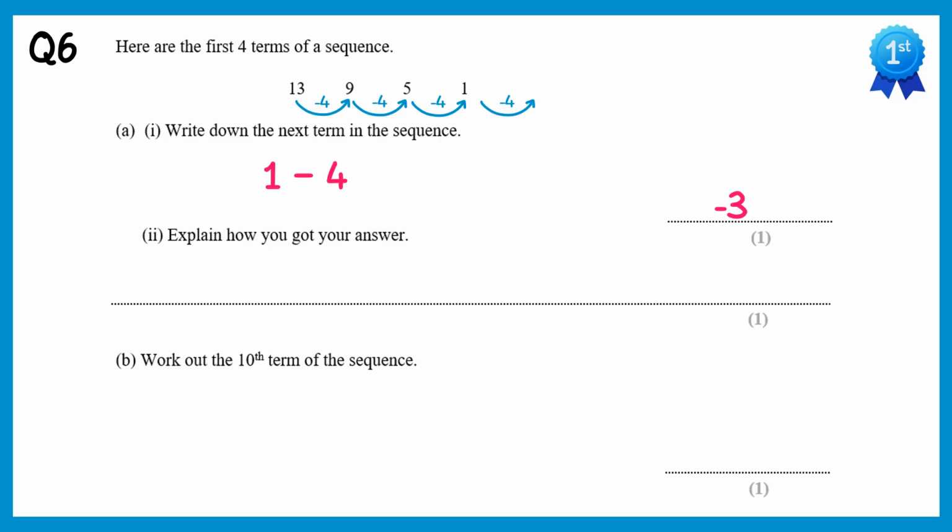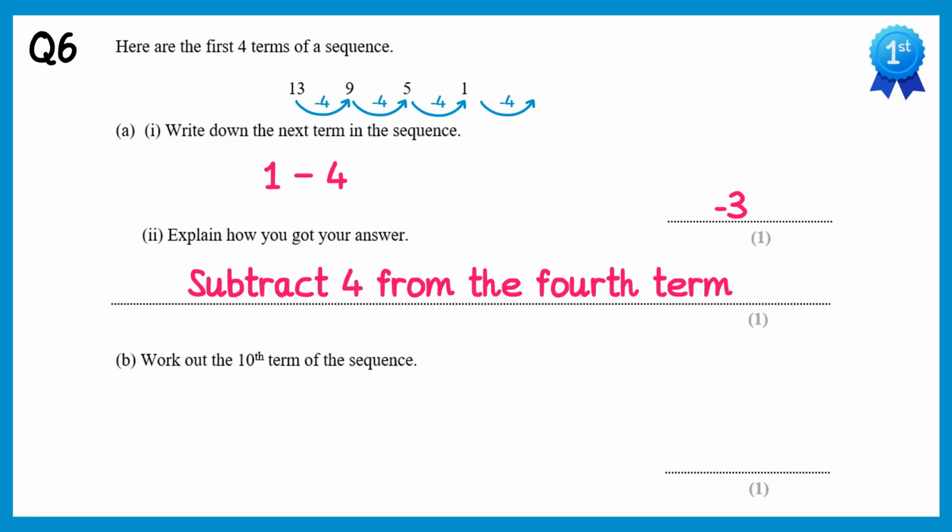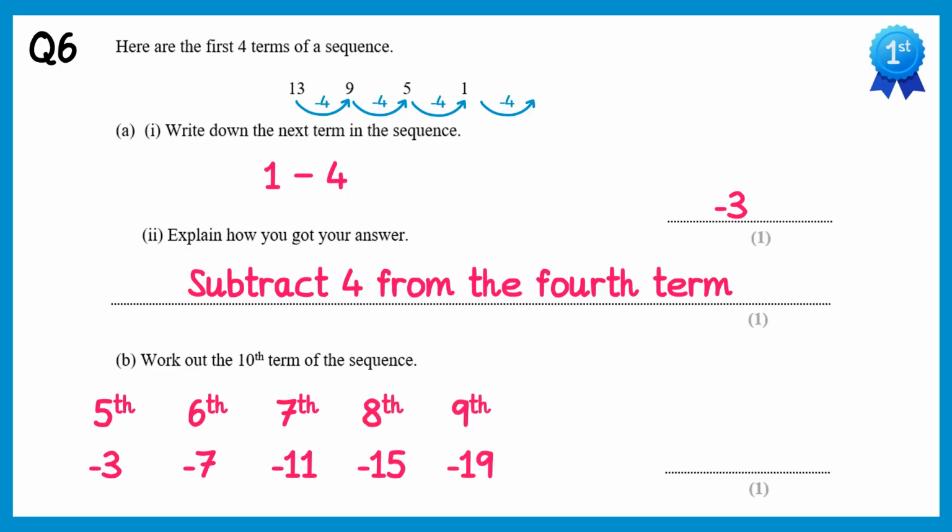For the next part of the question, we need to explain how we got our answer, so we can just say we took away 4 or subtracted 4 from the 4th term. For the final part, we need to work out the 10th term of the sequence. So we're already on the 5th term, that's negative 3. And then we can just keep going by taking away 4 each time. So if we take away 4, that's negative 7. Then again, that's negative 11. Again, negative 15. Again, negative 19. And for the final time, the 10th term, negative 23.